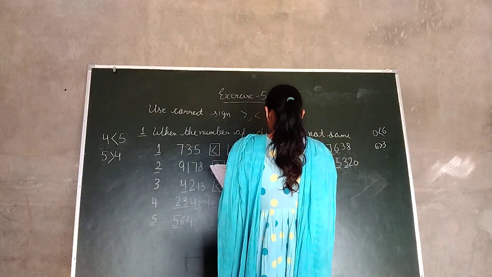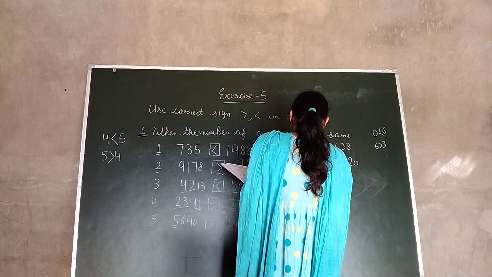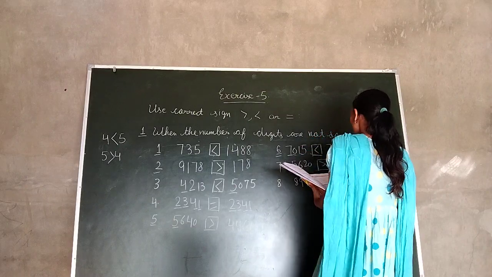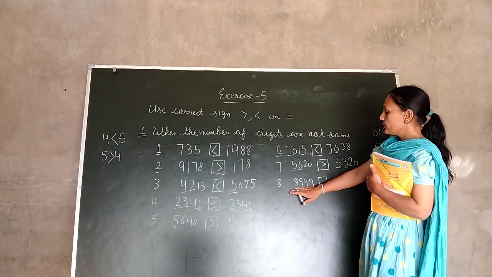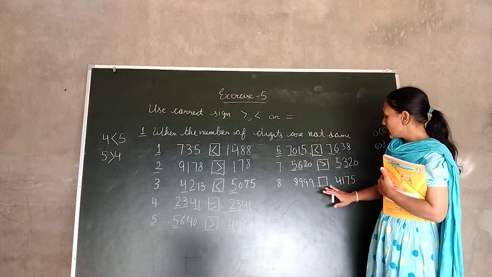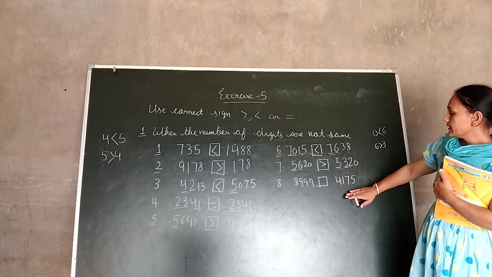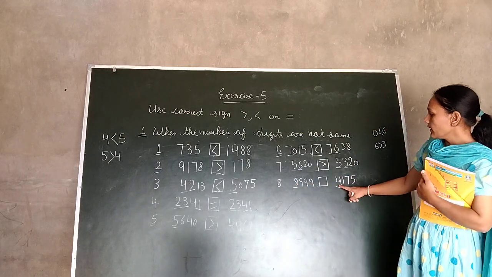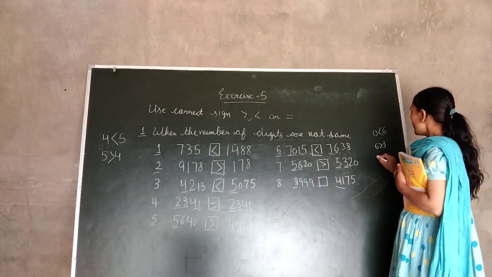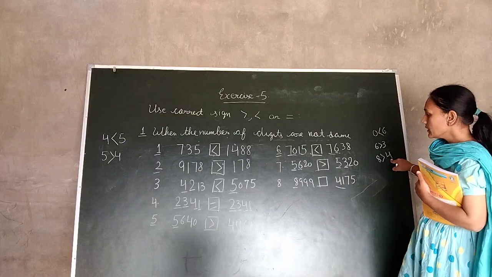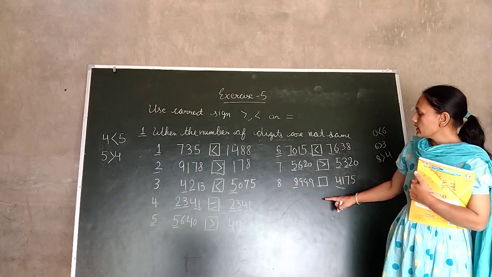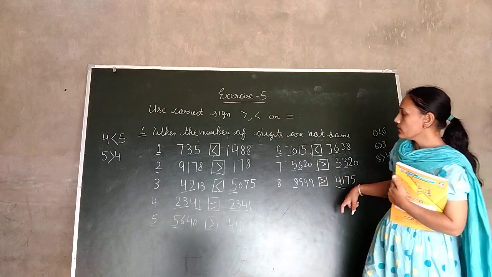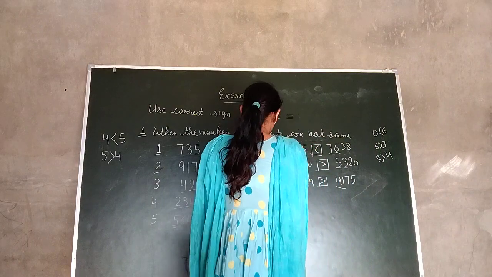Next, eighth question. 8999 and 4175. First of all, we will count the number of digits. In this number we have 4 digits, and in this number we have 4 digits. Next, we will compare the digit in thousand place. Here we have 8 and here we have 4. So 8 is greater than 4. What it means? It means 8999 is greater than 4175.